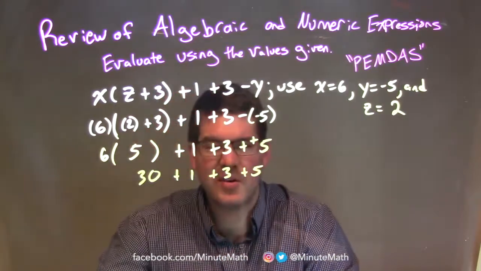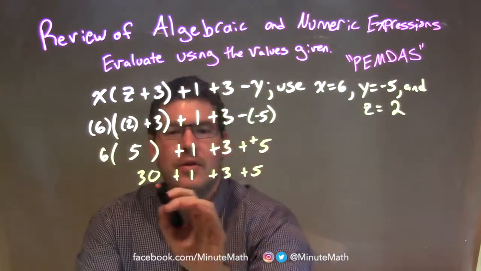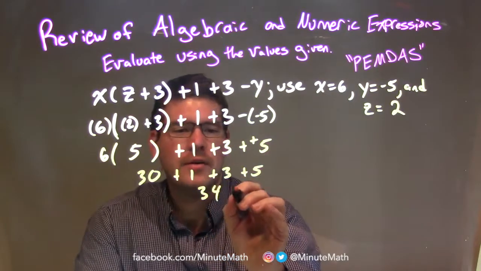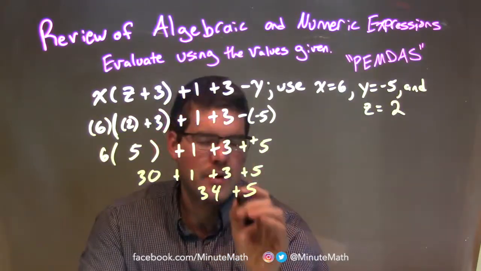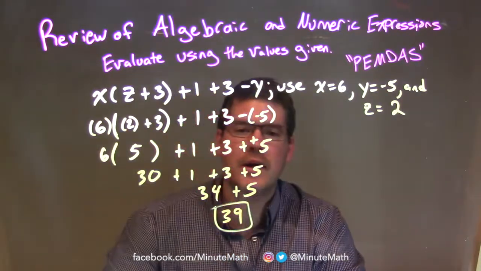At this point, it's all addition, so it really doesn't matter which one we add first, but let's just go left to right here. 30 plus 1 is 31, plus 3 is 34, so we have 34 here, plus 5, and 34 plus 5 is a 39. And there we have it. Our final answer is just a 39.